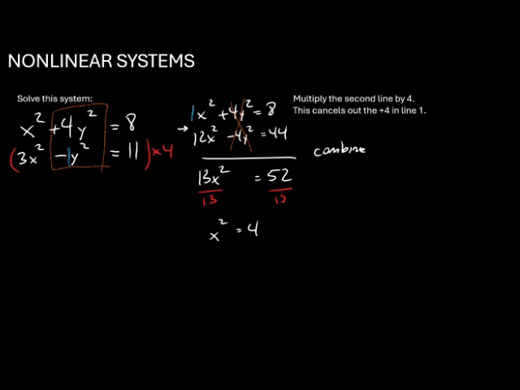Then I can take the square root on both sides. When I take the square root, my possible x values will be plus or minus 2. So x could equal negative 2, or x could equal 2. Now that I know both of those x values, I can substitute either one of them into the system of equations in order to get y. We'll do that on the next page.